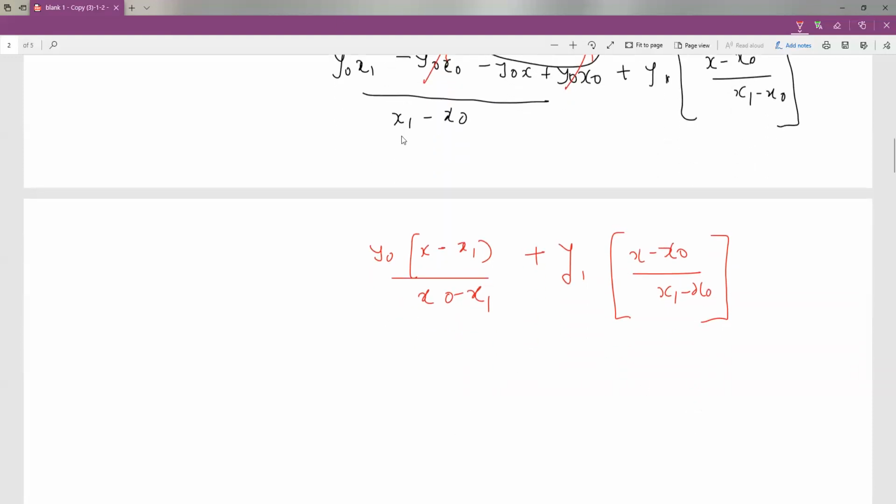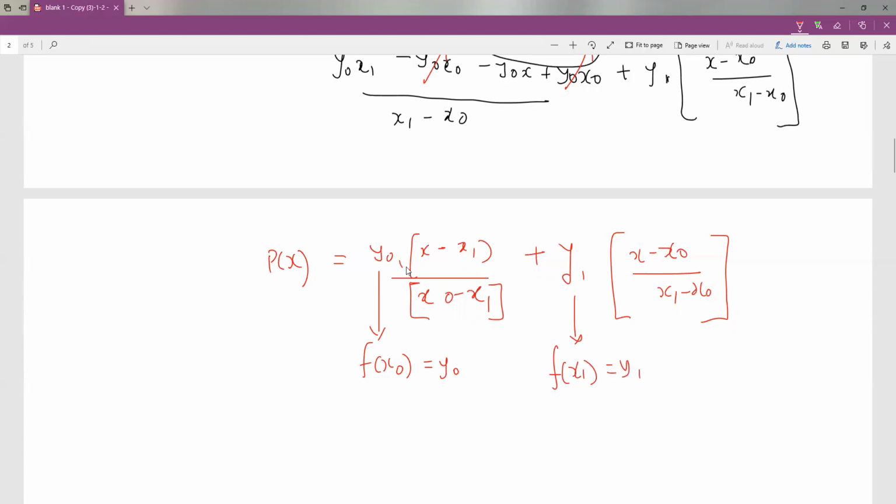So see, the idea behind this is, you see here we have written the same equation in a different form, and you will be able to see that this is the function's value evaluated at x0, which is nothing but y0, and this is the function's value evaluated at x1, which gives you y1.